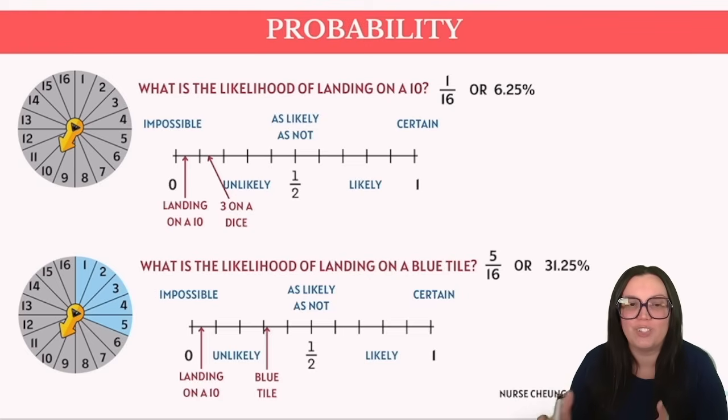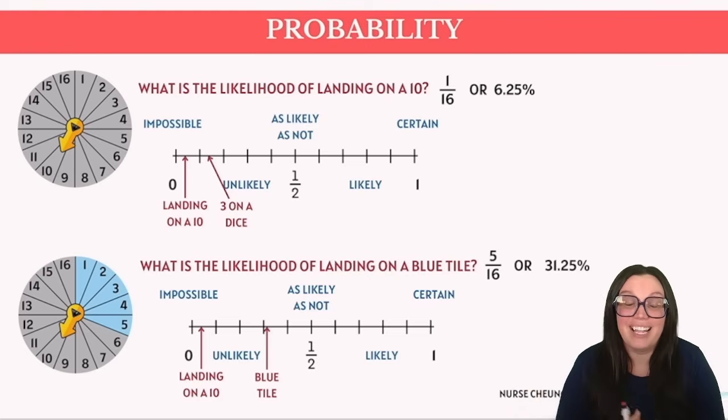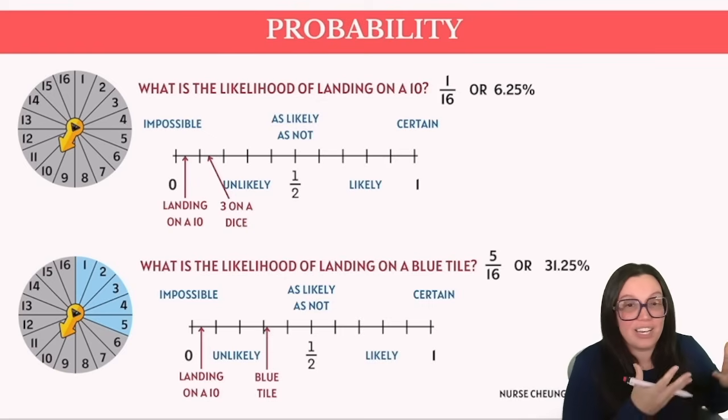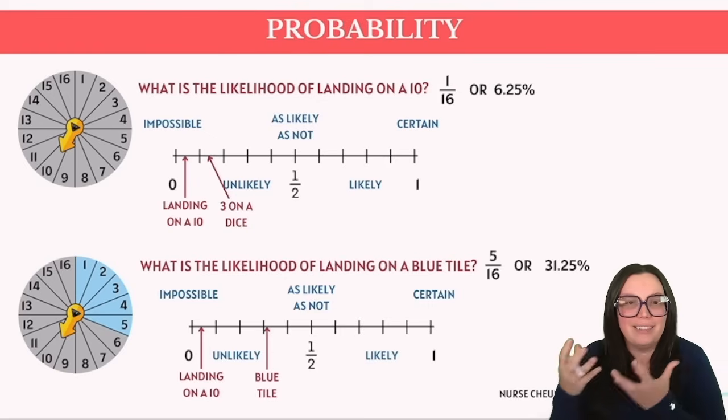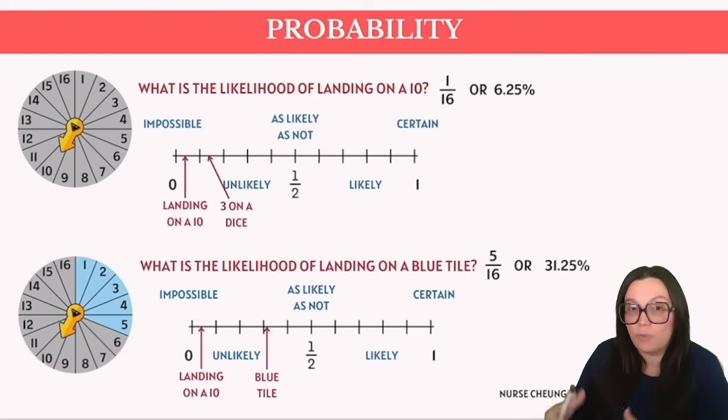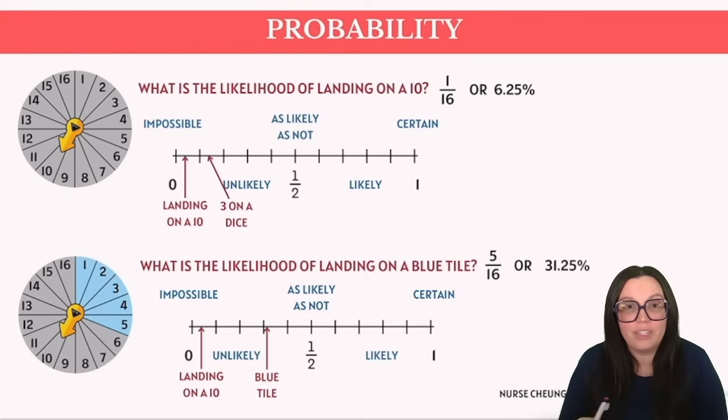or 6.25%, which again, we can plot on our probability line. It's now evident that landing on a 10 with our spinner is going to be less probable than rolling a 3 when we have a die. This is logical given the number of outcomes on our spinner and our dice.